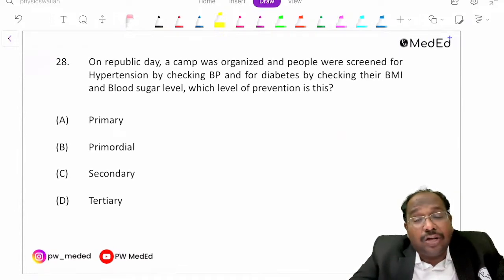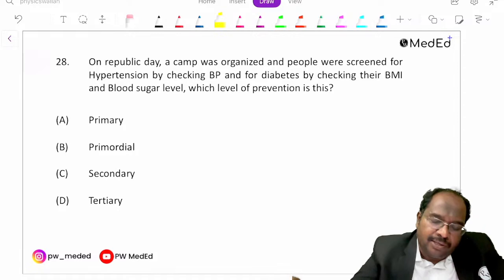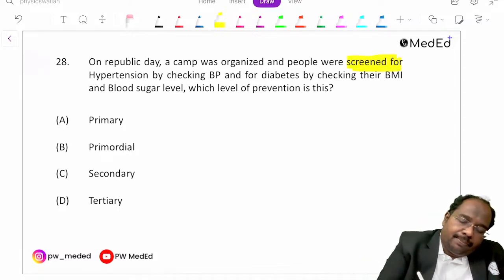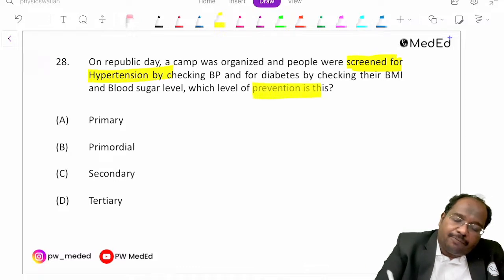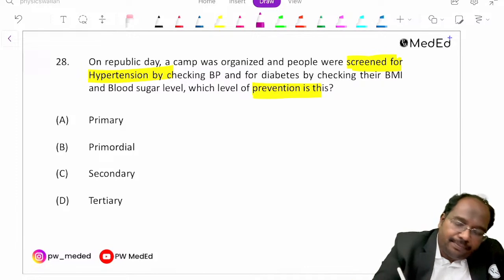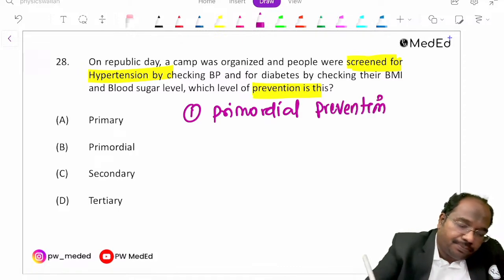This is a concept of health and disease, levels of prevention. On Republic Day, a camp was organized and people were screened for hypertension by checking blood pressure. What level of prevention? Can you tell me what are the different levels of prevention you know? Yes. What is primordial prevention? Can you tell me what is primordial prevention?